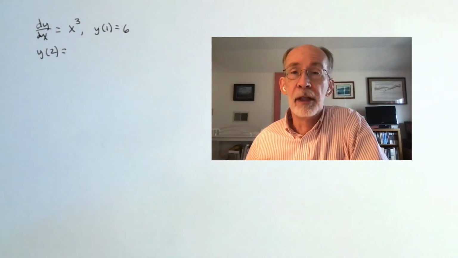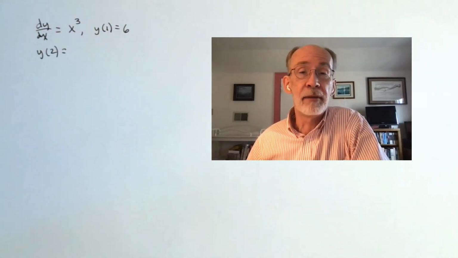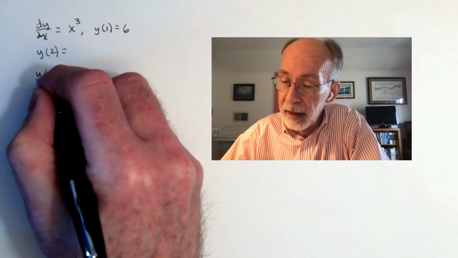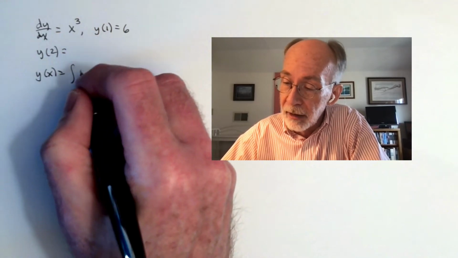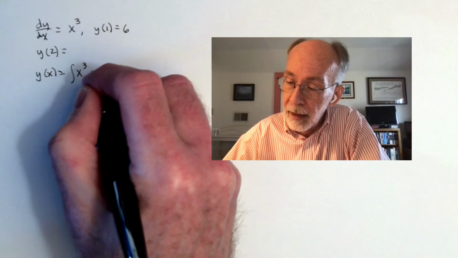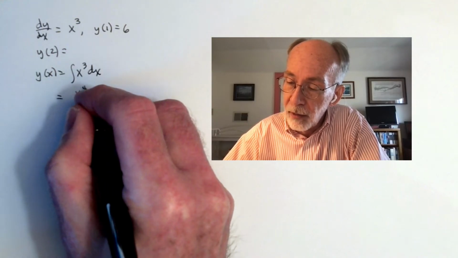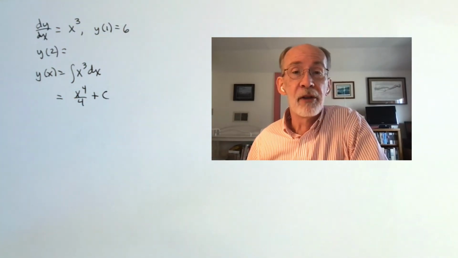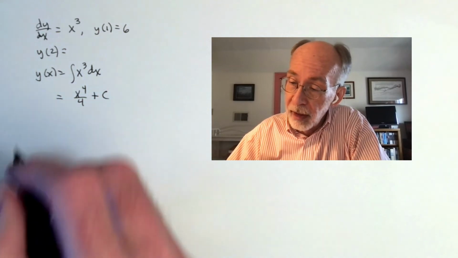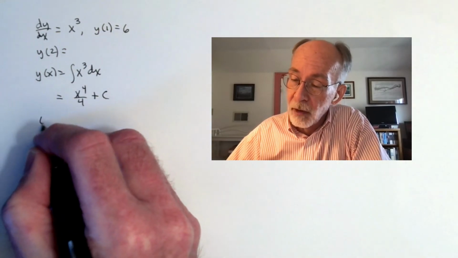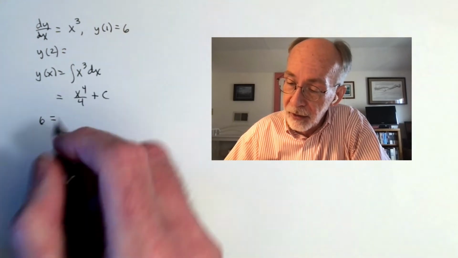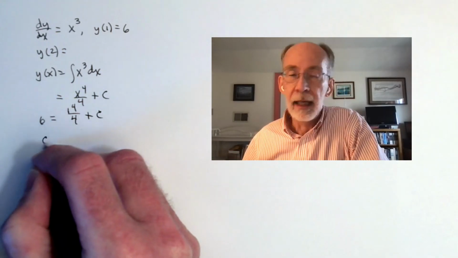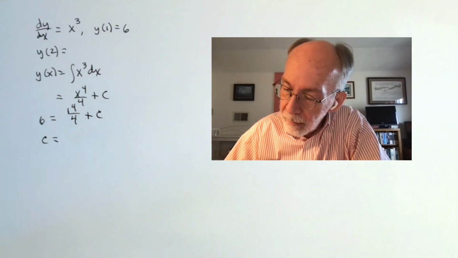So it seems very straightforward to say that if we know the derivative of y, we can find y itself by integrating. And so y of x would be the indefinite integral of x cubed dx, which is x to the 4th over 4, plus some constant of integration. We should be able to find the value of the constant of integration. So we plug in a 6 for y. We know that when y is 6, x is 1. So 6 is 1 to the 4th over 4 plus a constant. And so c should be 23/4.